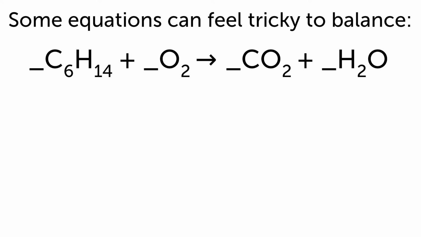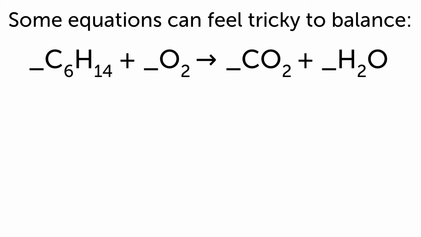At school we learn to balance equations using the trial and error method. This method is the easiest to learn, but it soon causes frustration if an equation has a difficult-to-guess coefficient. Take the unbalanced equation on the screen. This describes the complete combustion of hexane.